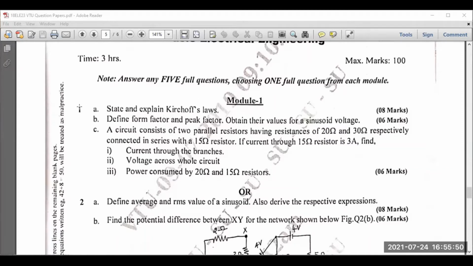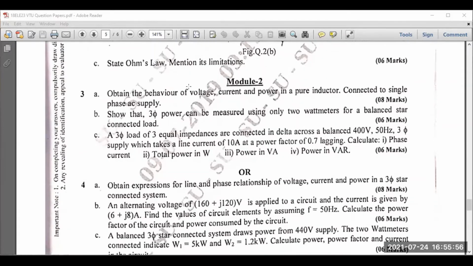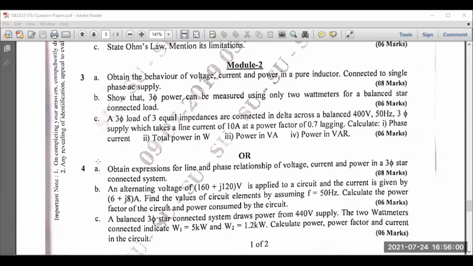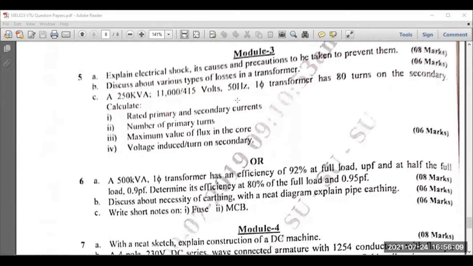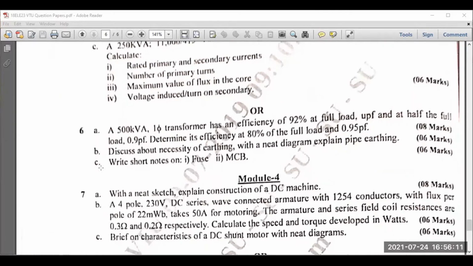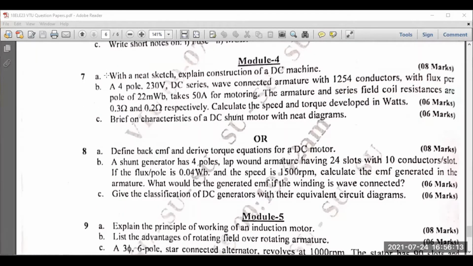For example, for module 1, questions 1 and 2, you are supposed to answer any one of the questions, whichever is most convenient for you. Likewise, from module 2 there are 2 questions. In that, for example, 3 or 4, you need to answer either 3 or 4, whichever you are able to manage in a proper manner. Likewise, module number 3 has the same condition, and module number 4 also in the same manner.